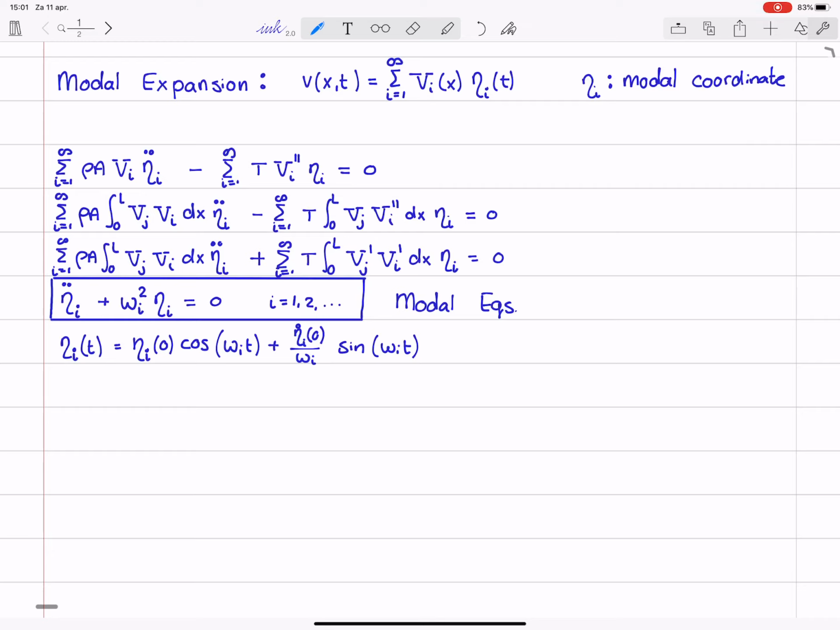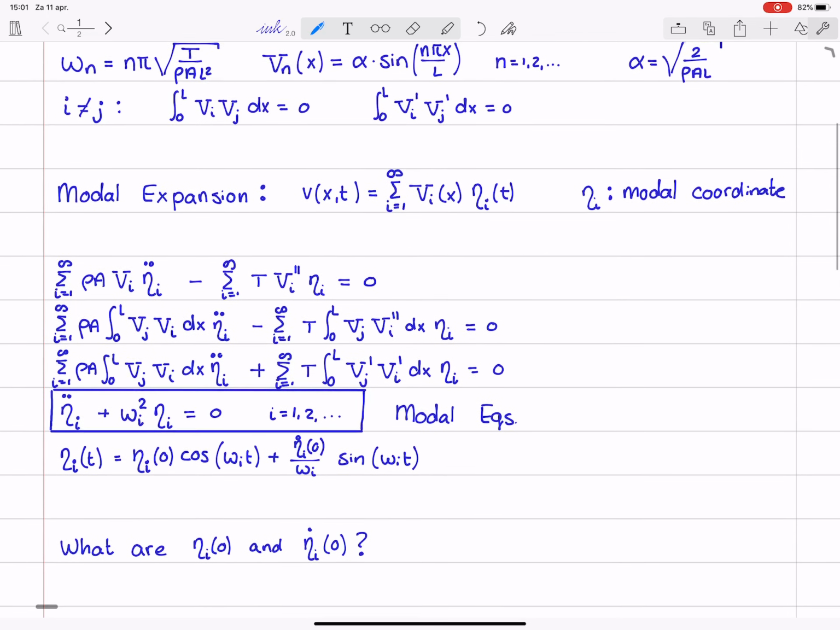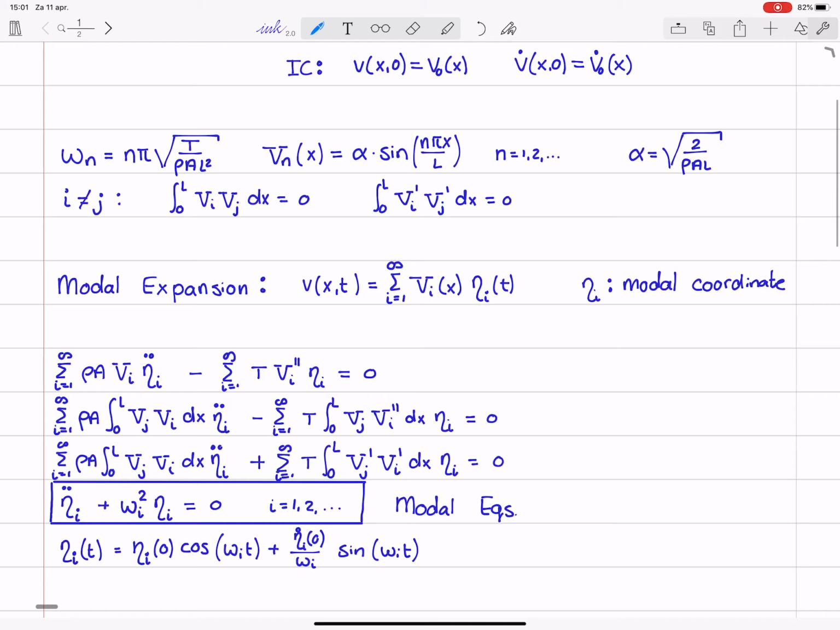the initial conditions for the modal coordinates eta_i and eta_i dot at 0 are still unknown. So the challenge is to find out what are eta_i at 0 and eta_i dot at 0. Okay, in order to solve this, we are going to look back at the initial conditions themselves, right here, and we substitute the modal expansion into this initial condition.